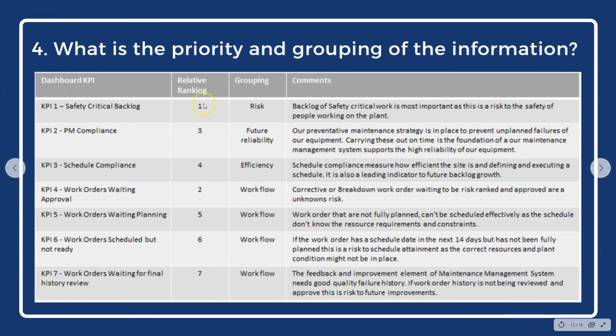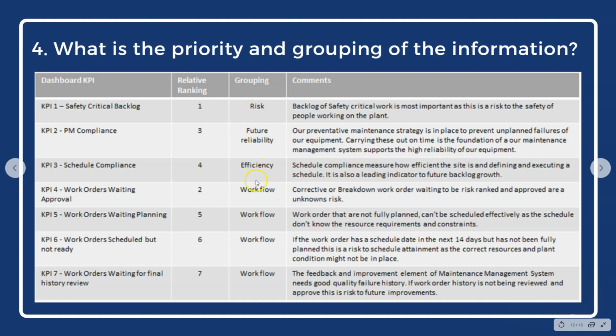So next, the next one is what is the priority and grouping of the information. This table has a list of the KPIs, and I've put a relative ranking beside each one. Safety criticals first, work orders waiting approval second, because there could be some safety critical breakdown or corrective work that hasn't been approved and properly risk assessed or risk ranked. Then we've got PM compliance, then schedule compliance, and then work orders waiting planning, scheduled but not ready, and work order history. So that's the relative ranking.